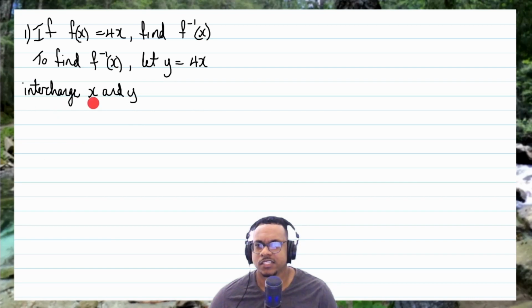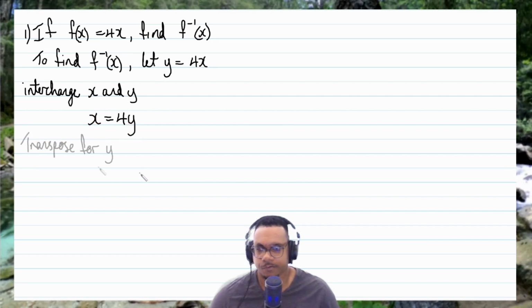Then we'll interchange x and y. So that's where we interchange the domain and range. So where I have y, I'll put x, and where I have x, I'll put y. So instead of having y is equal to 4x, we'll have x is equal to 4y. So we can see in the original question, we have y first. Now we have x first. We had 4x here, now we have 4y here.